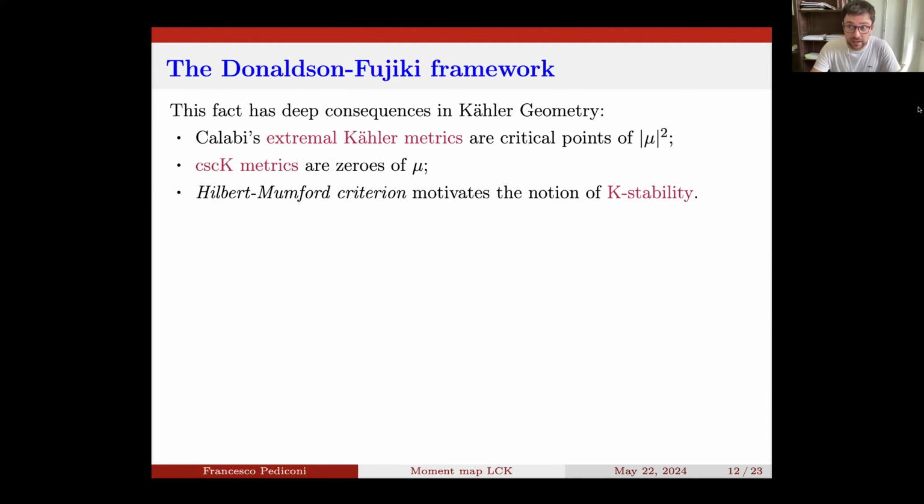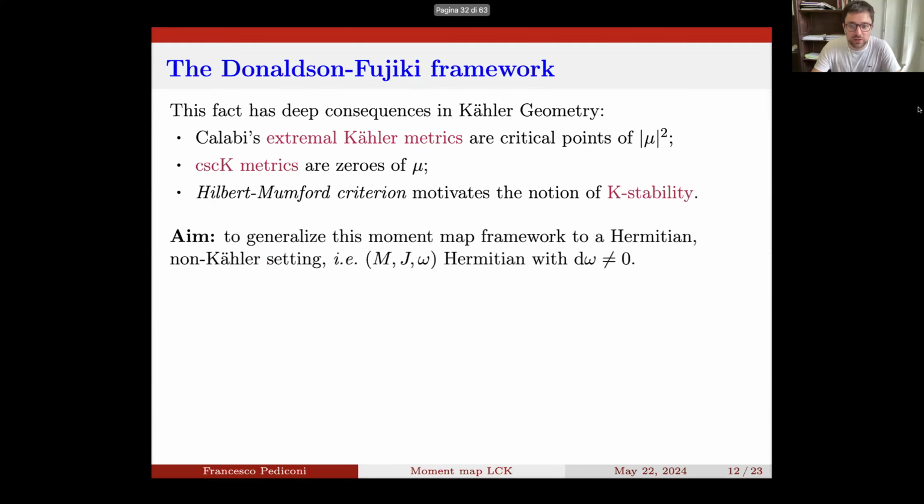And as I was saying before, you cannot really use GIT techniques directly here because this is just a formal moment map equation. But it turns out that the Hilbert-Mumford criterion, which is a GIT tool, motivates the notion of K-stability. That turns out to be very useful for the cscK equation and also the Kähler-Ricci equation and the Kähler-Einstein equation. So you have some deep consequences in Kähler geometry.